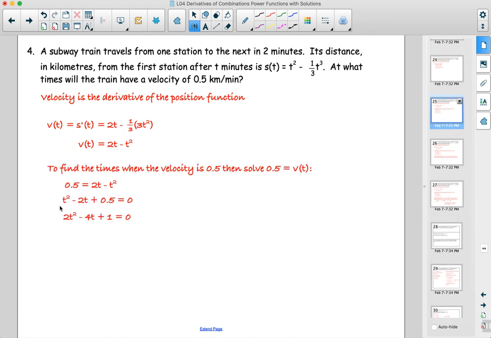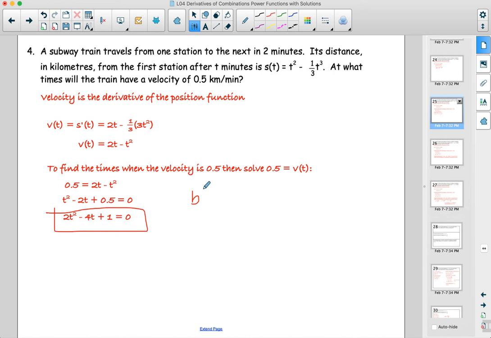If I bring this over, t squared minus 2t plus 0.5 is 0. That gives me 2t squared minus 4t plus 1 is 0. And then you can attempt to see if that's factorable.